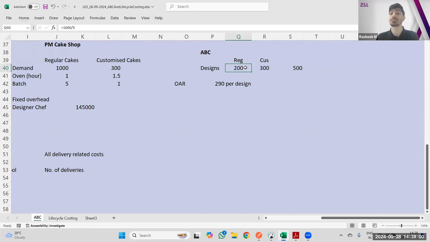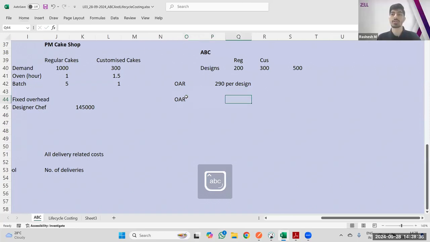You see where the time is going. My designer chef's time, one way to say that, okay, for regular cakes, he has to do 200 designs a month. They can be the same designs also. For customized cakes, he has to do 300 designs a month. And even there, it can be similar designs. So his time goes in designing 500 unique cakes in a month, out of which 200 cake designs go towards regular, 300 cake designs go towards customized cakes. Make sense?